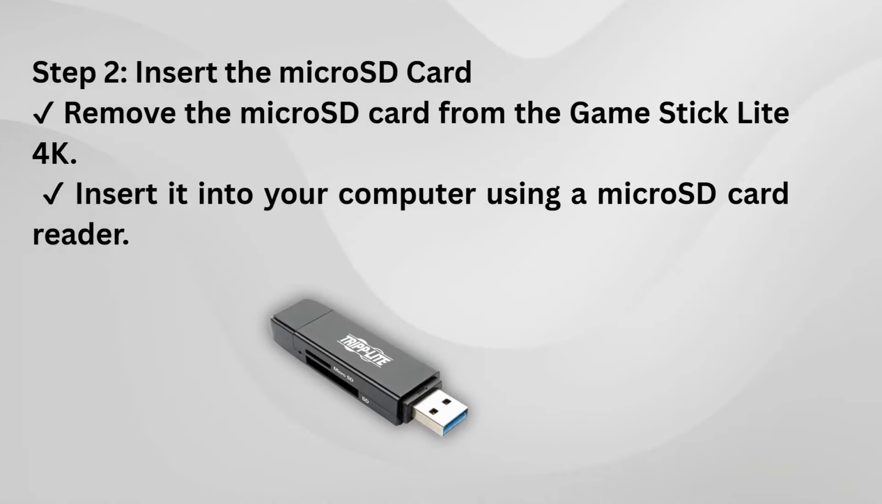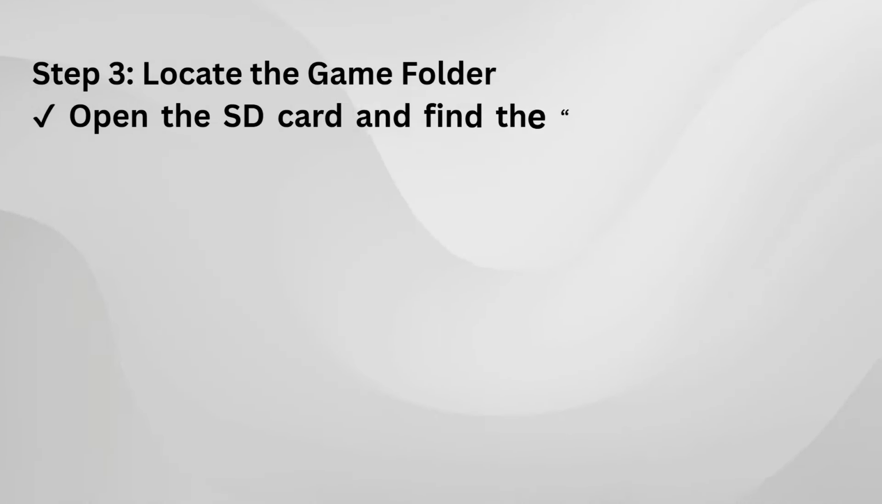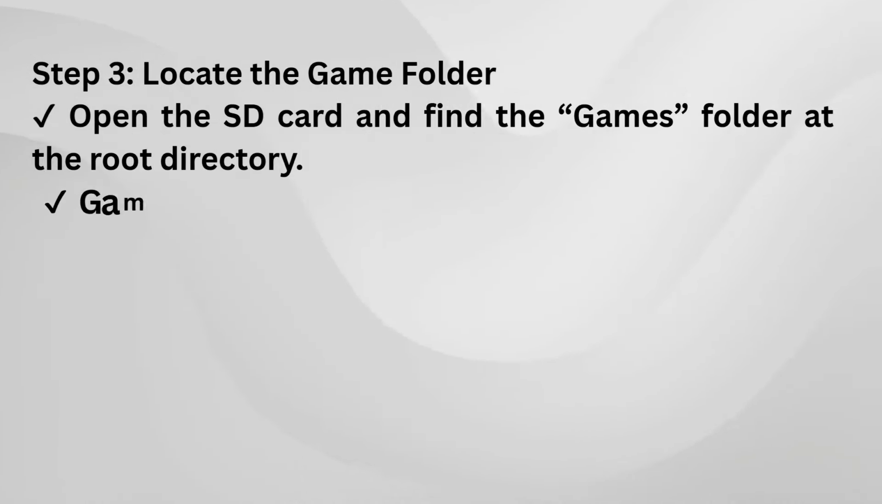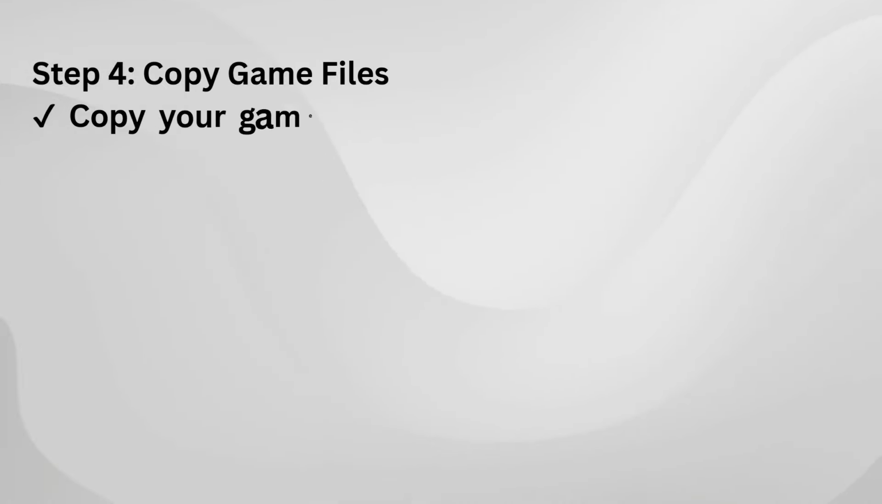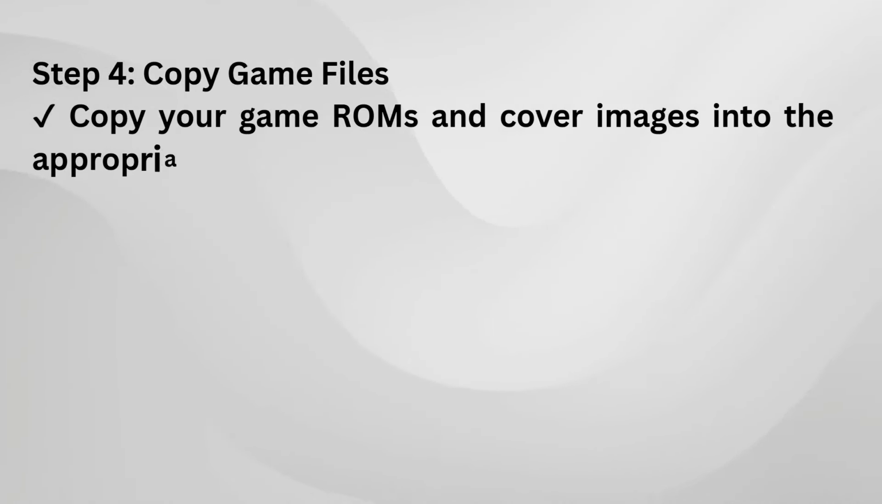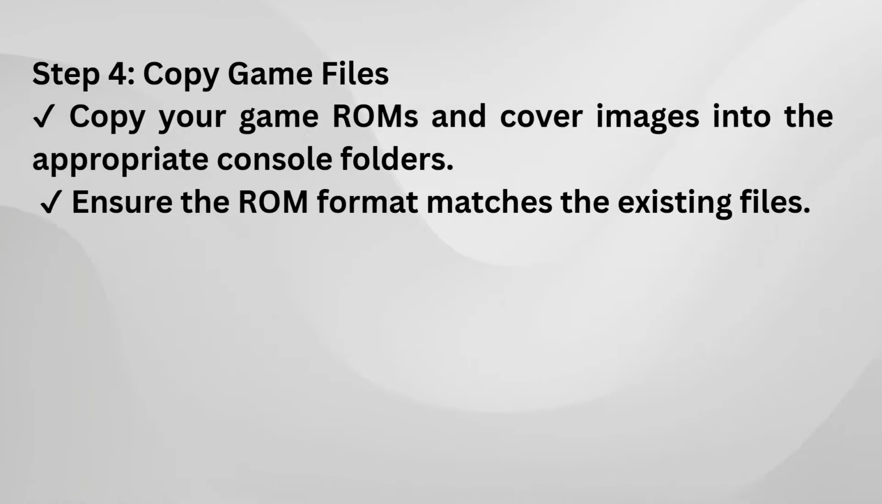Now, open up the SD card on your computer and find a folder called Games. Inside, you'll see different folders for different consoles. This is where you'll be adding your ROMs. Just drag and drop your game ROMs and cover images into the right folders. Make sure the file format matches the ones that are already there.